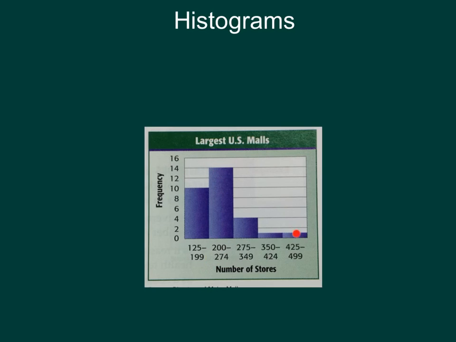Over here there's one mall, it looks like, that has between 425 to 499 stores. So I can use this again to find the frequency, the number of times something's happening. So the second most common number of stores is between 125 to 199 stores.